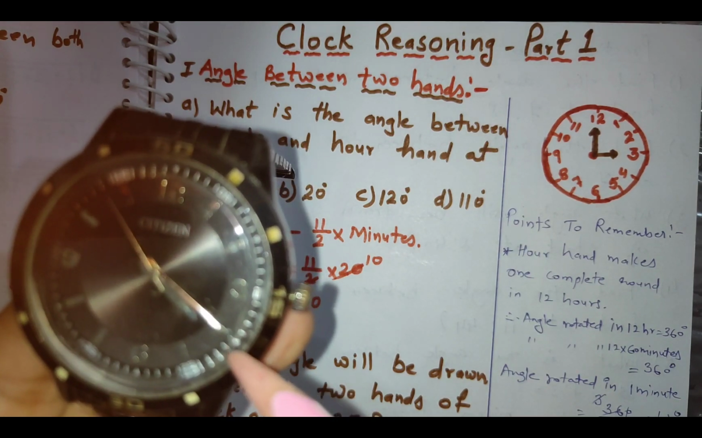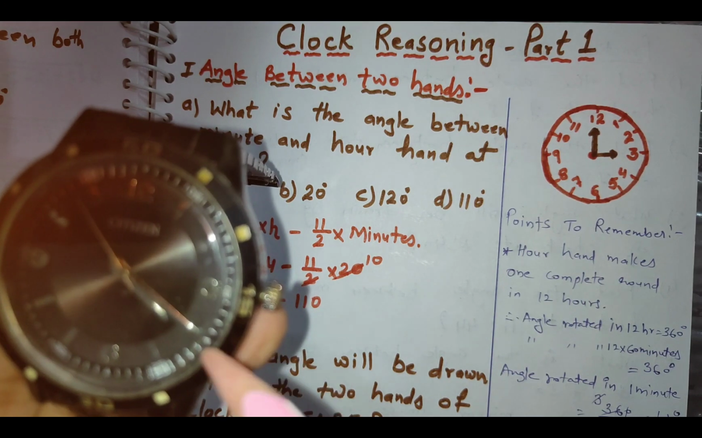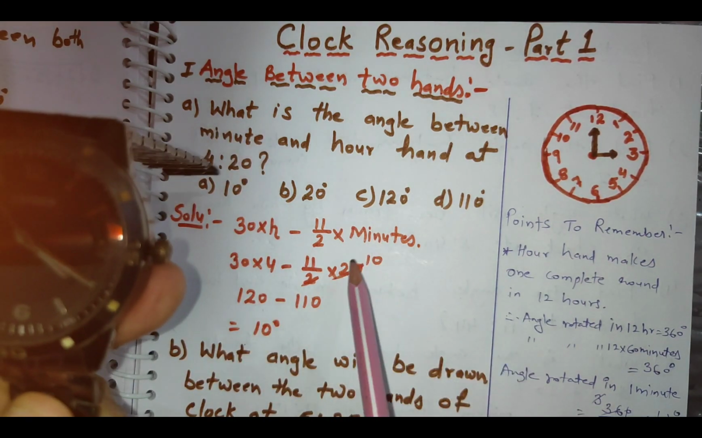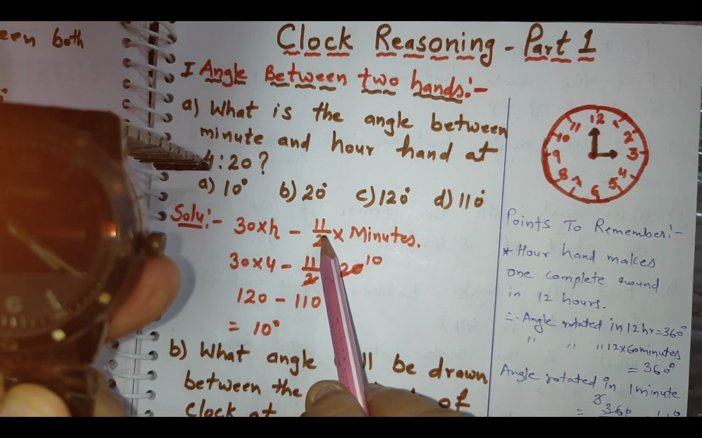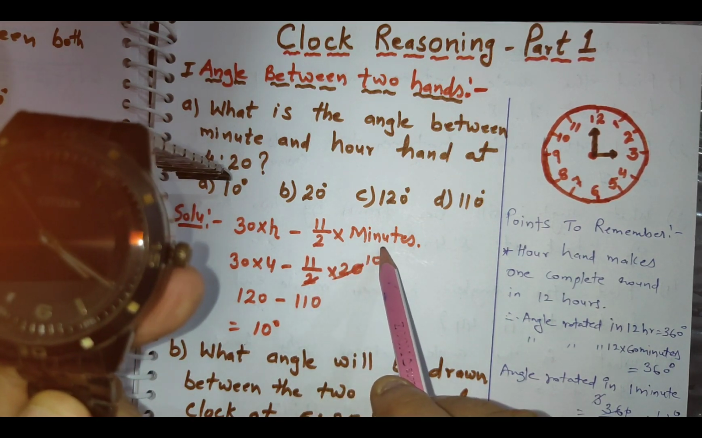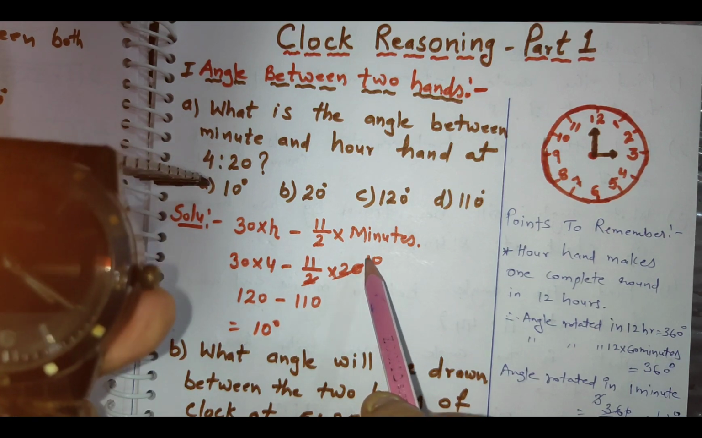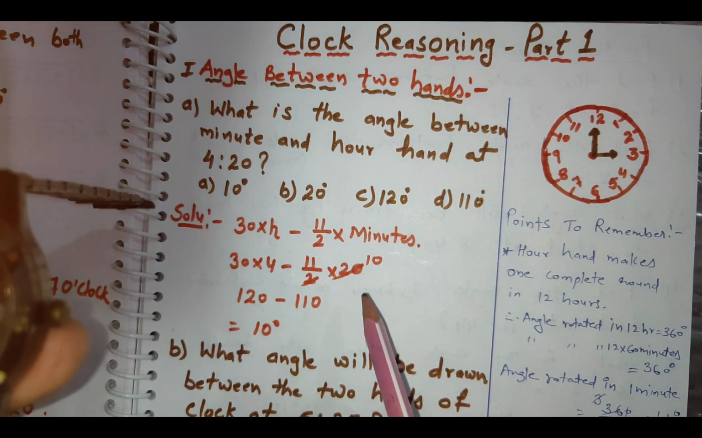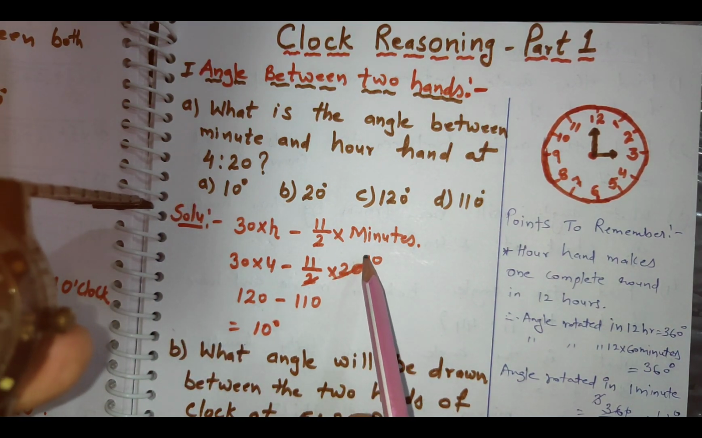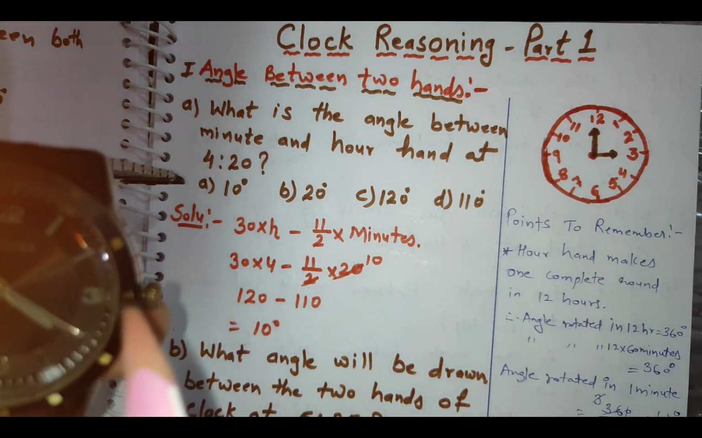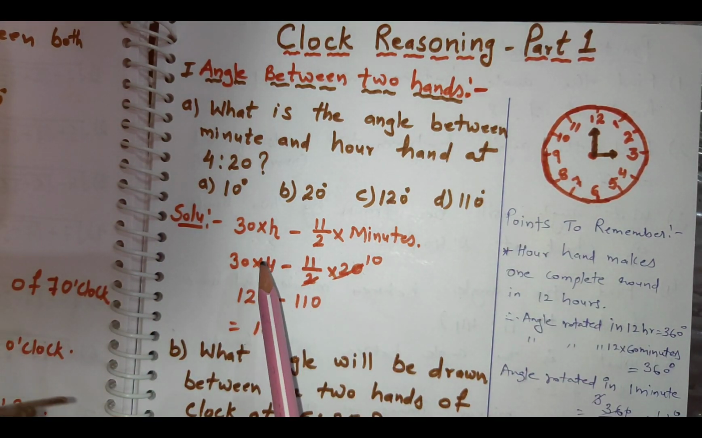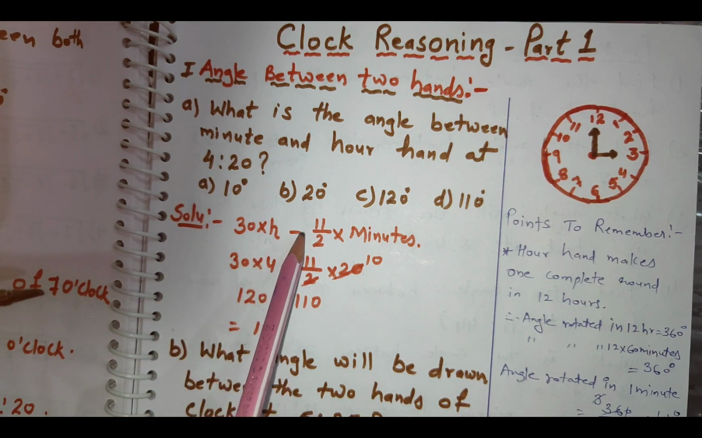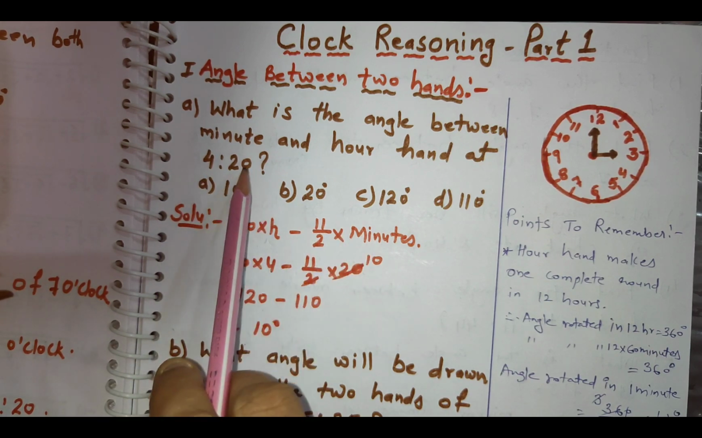So the minute hand in 1 minute will be covering 5.5 degrees, right? So in 20 minutes, how much will it be covering? 5.5 or 11 upon 2 multiplied by minutes, that is 20. Simple formula. So this was just an explanation of how we are deriving this formula. Otherwise you are not required to derive it. You can simply write 30 into whatever hour is given, like 4, minus 11 upon 2 into whatever minutes are given.